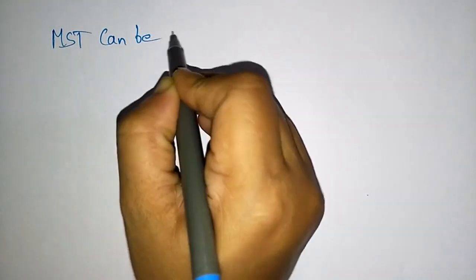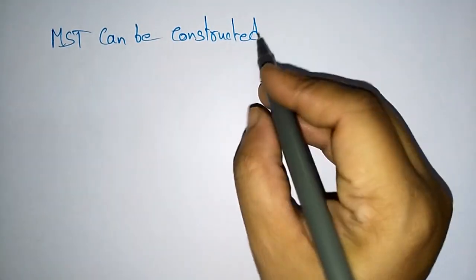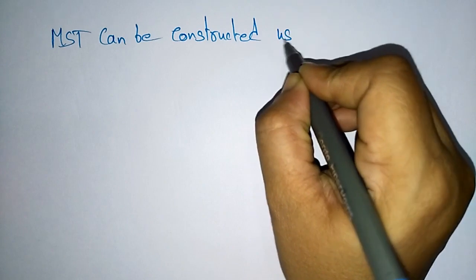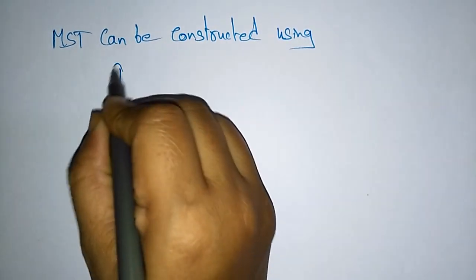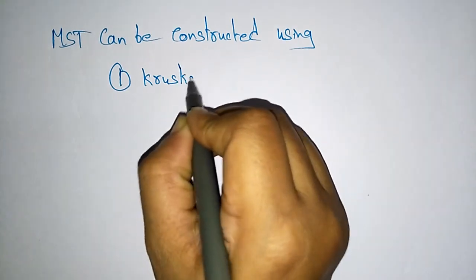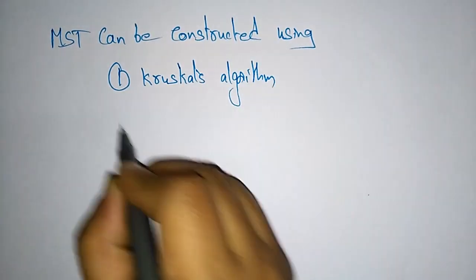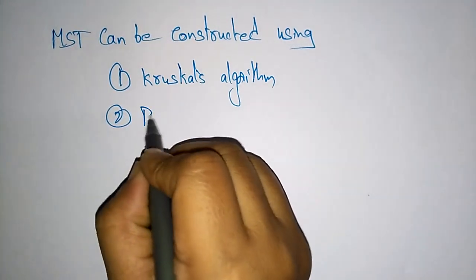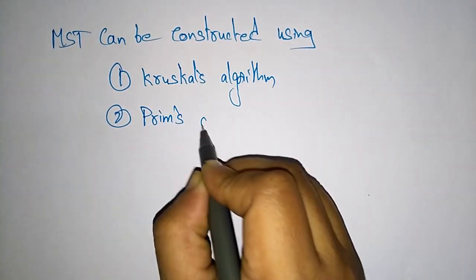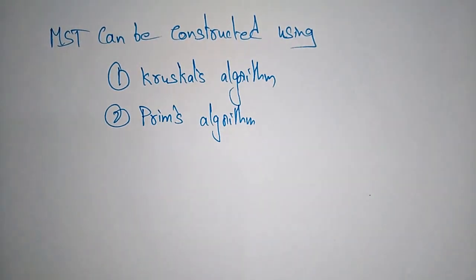Okay. So now coming to the next, the minimum spanning tree can be constructed using either of the two most important algorithms. It can be constructed using number 1, Kruskal's algorithm. Or you can implement MST by using Prim's algorithm. So these are the two algorithms that are used to construct the minimum spanning tree.